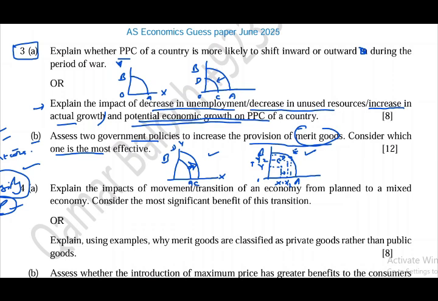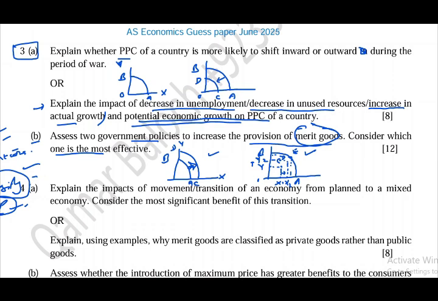So you can talk against these policies, and at the end you can give conclusion where you can mention whether these policies are always effective or not. So you can say that in conclusion, the policies of subsidy and direct provision are good ways to increase the provision of merit goods if they are properly supervised and effectively implemented by the government, and they increase the production of merit goods, and they are easily available to the general public.